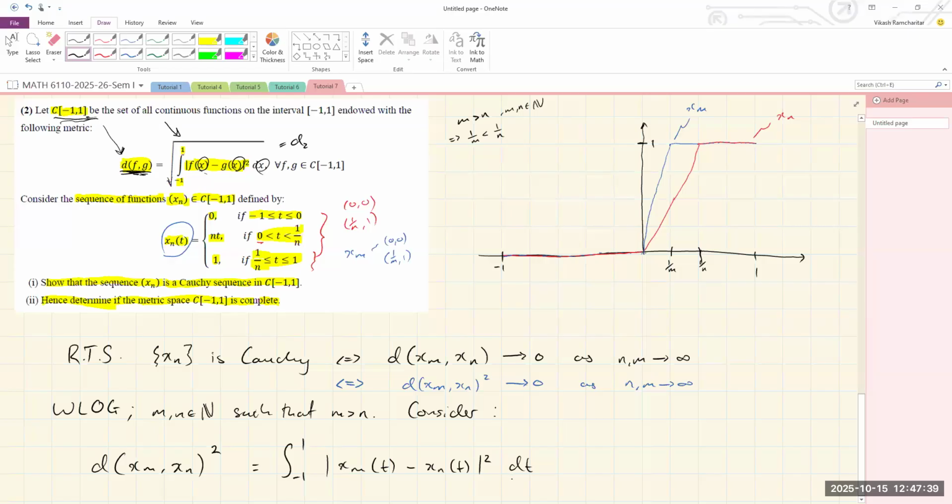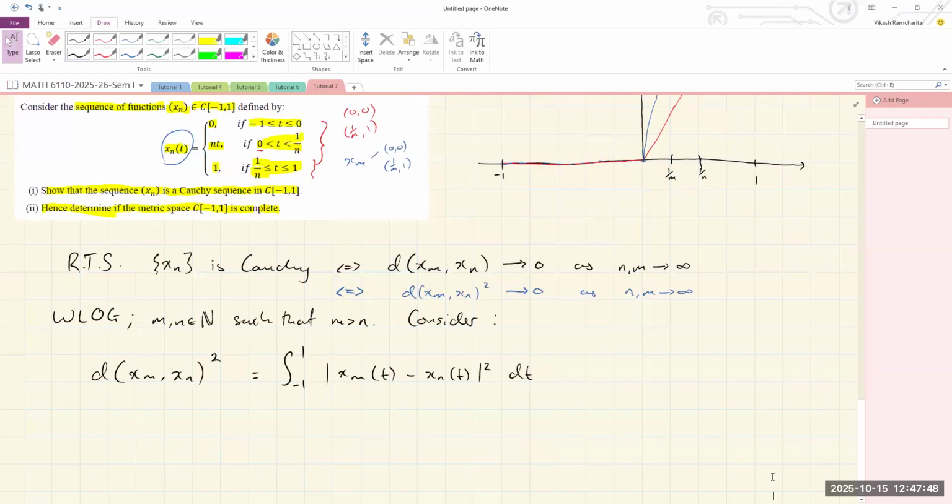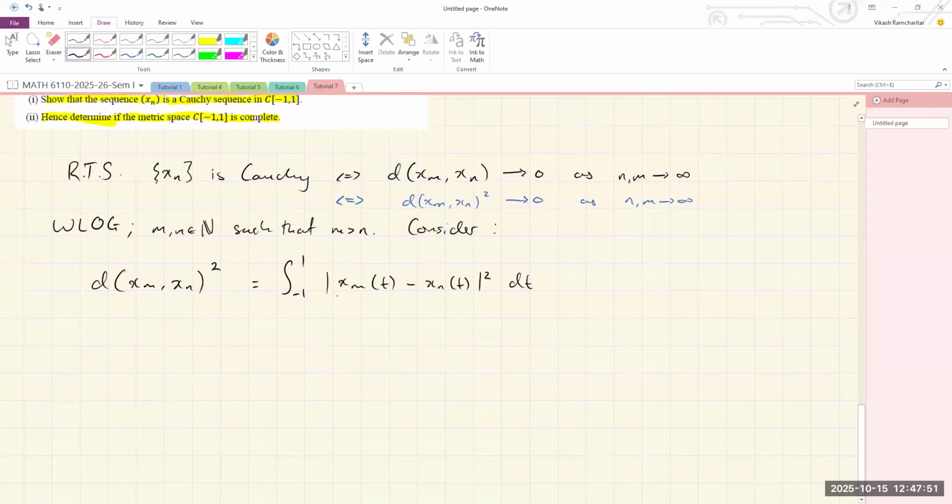So I want to work out what this is. Notice that since we're squaring the difference, the modulus is a little bit unnecessary. It would have been necessary if these functions were complex valued, but these are real valued functions. So we don't really need a modulus there, since I'm already squaring these terms anyway. I could get rid of the modulus.